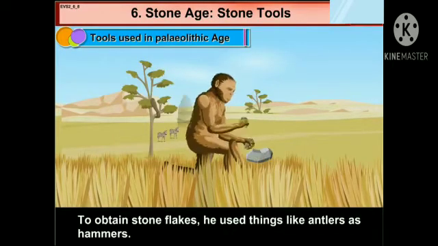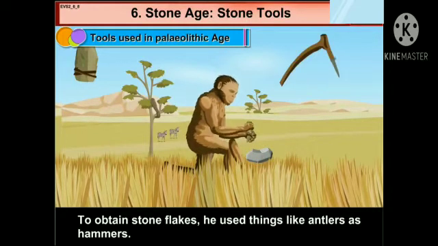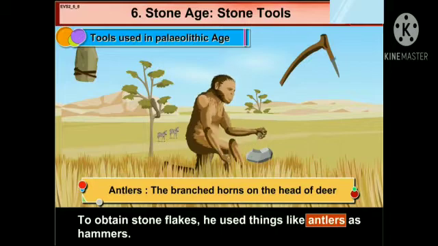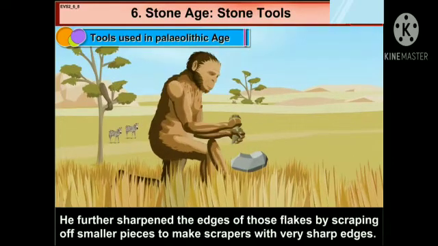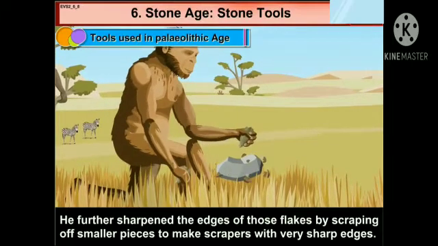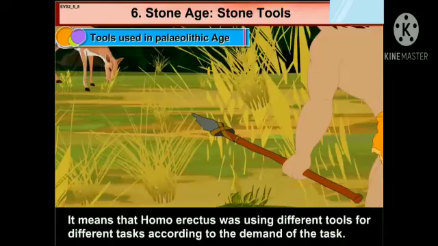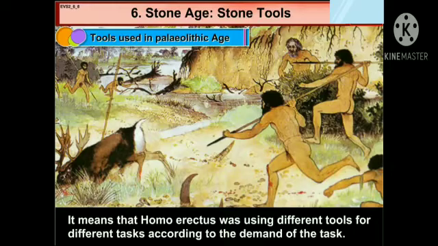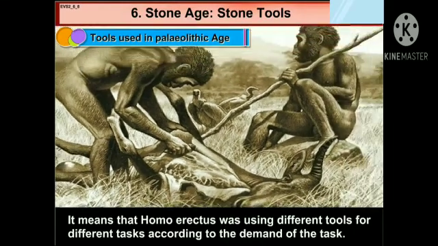To obtain stone flakes, he used things like antlers as hammers. Antlers means the branched horns on the head of a deer. He further sharpened the edges of those flakes by scraping off smaller pieces to make scrapers with very sharp edges. It means that Homo erectus was using different tools for different tasks according to the demand of the task.